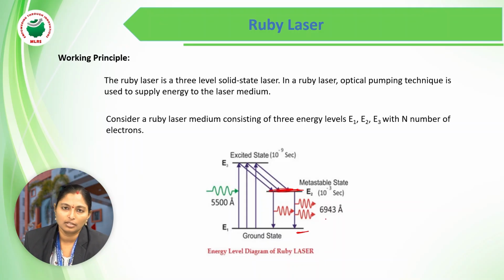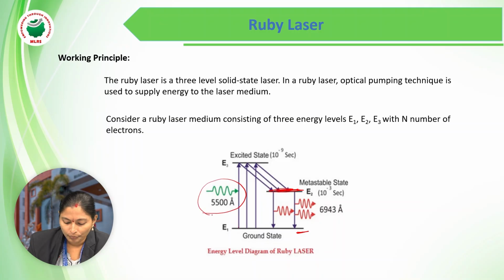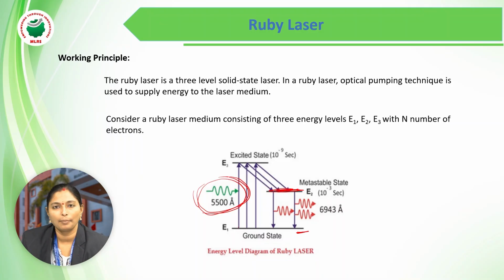So we are using the optical pumping as an energy source. With the help of this energy source, the ground state atoms start to move from the ground state to the excited state. Now the atoms are moving from ground state to the excited state. How much energy are we giving here? Which source are we taking? We are taking the xenon flash lamp. The wavelength of the xenon flash lamp is about 5500 angstroms.